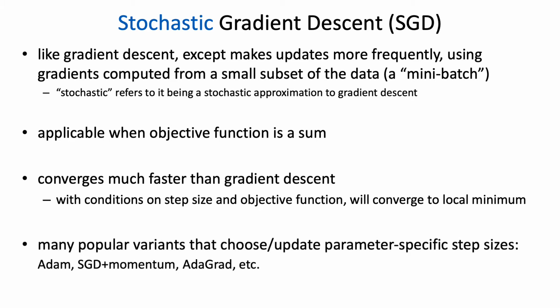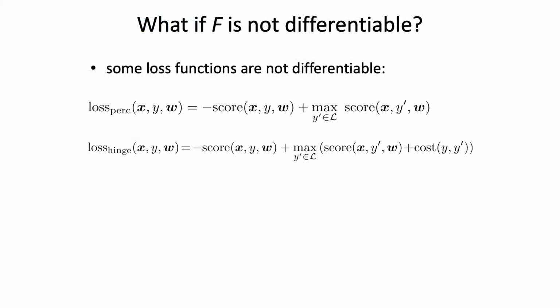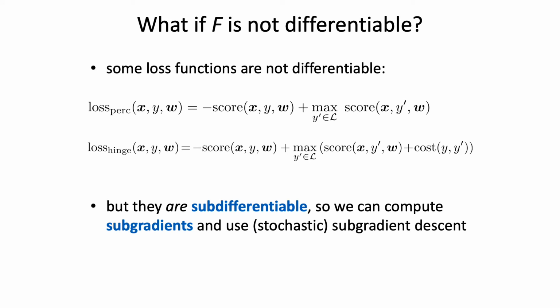As SGD is widely used in machine learning, many ways have been developed for choosing and adapting step sizes dynamically for individual parameters. However, what if our loss function is not differentiable? The perceptron and hinge losses are not differentiable due to the max operations. Fortunately, they are subdifferentiable, so we can compute subgradients and use stochastic subgradient descent.